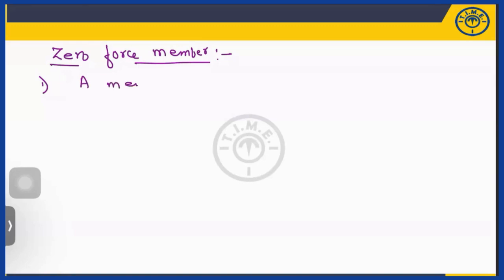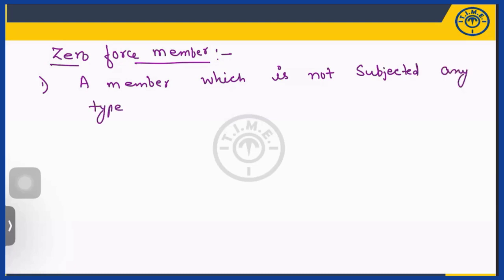So a member which is not subjected to any type of axial load, that means the force in that member will be zero. Okay. So why are we using the extra member if the force is zero? To maintain the stability. So that is the advantage of this zero force member.